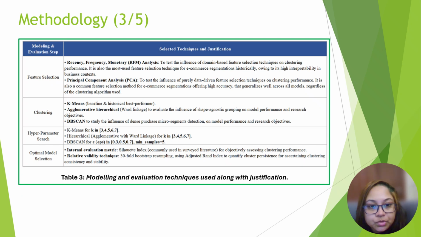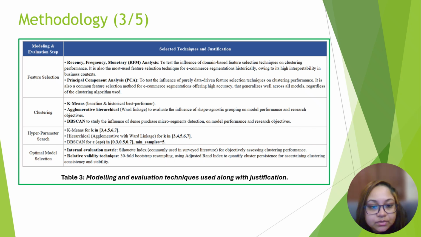Next, we move on to the rationale for selecting the techniques. For feature selection, recency, frequency, and monetary was analyzed because this has been extensively studied in the literature. And this was also done to test the influence of domain-based feature selection techniques on clustering performance. It also has high interpretability in business contexts. Secondly, principal component analysis was used for dimensionality reduction and to test the influence of purely data-driven feature selection techniques on clustering performance.